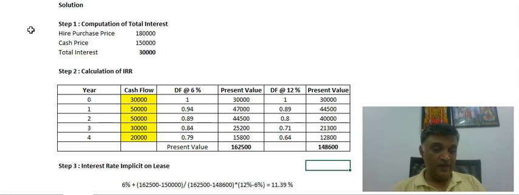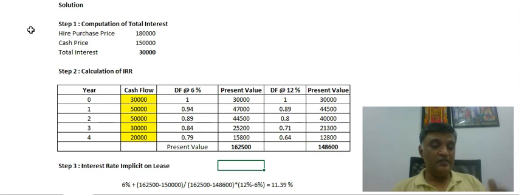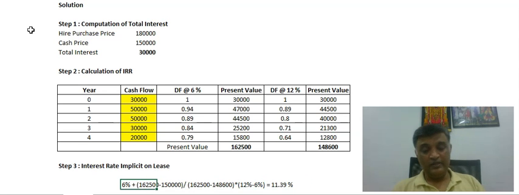So I start with the base rate of 6% plus. When I use the base rate, the first numerator has to be the net present value of the base rate, which is 162,500 minus 1,50,000, divided by the difference of the present value, which is 162,500 minus 1,48,600, into the difference of the discount rates. What is the difference between 12% and 6%? 6%. So if you use that formula, you will land up at 11.39%, which is the interest rate.